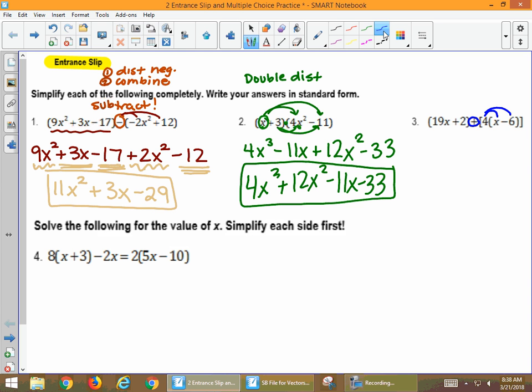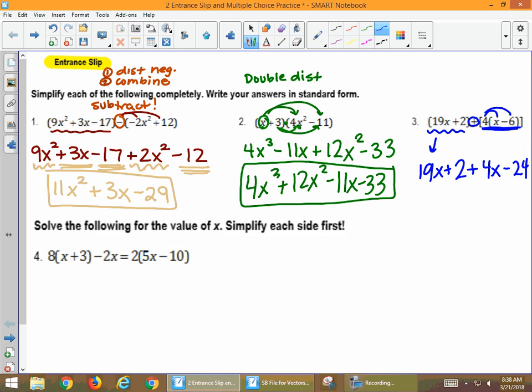All right, number 3. You have to be careful about order of operations here. You need to deal with the parentheses first before you can just break the parentheses open and work with everything. Okay, so the 19x plus 2, we're just going to bring down, and we can drop the parentheses as long as we go ahead and distribute that 4 through. It's a plus in the middle. 4 times x is 4x. What's 4 times negative 6?